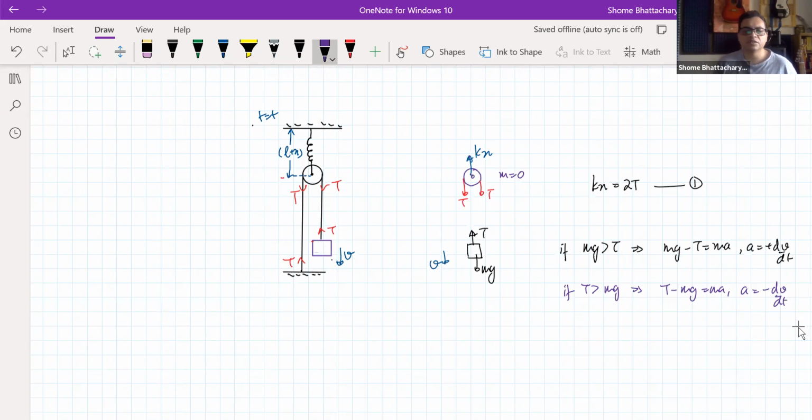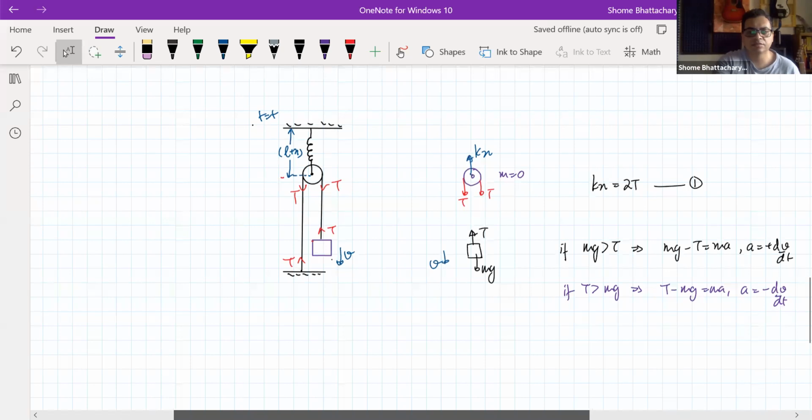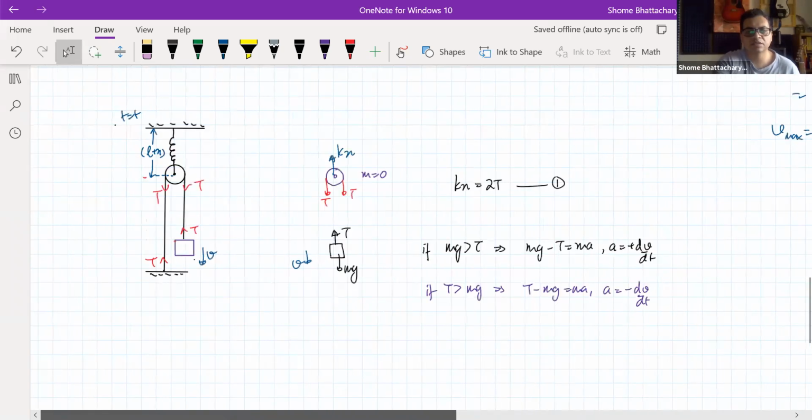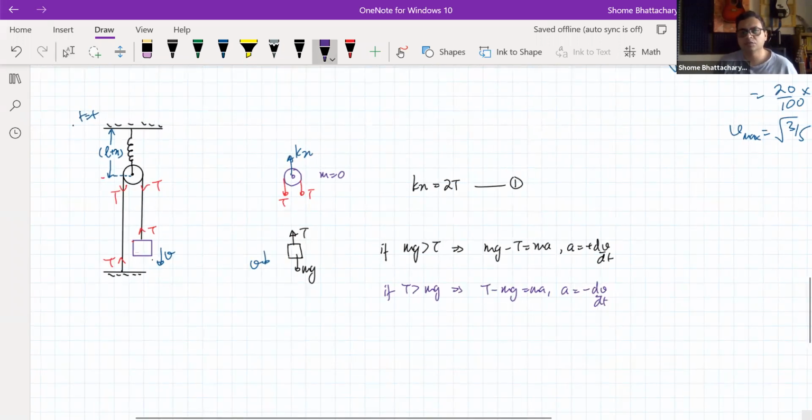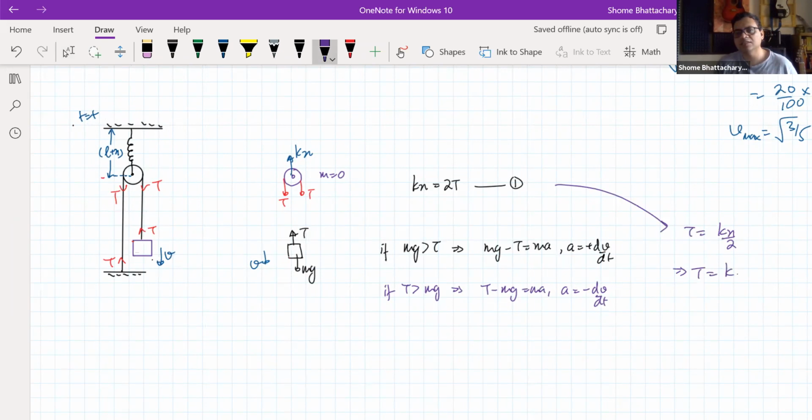So what this set of equations tells us is that the block initially accelerates, because now you can see that there's a relationship between tension and displacement. Okay. So from this you can see that tension is equal to kx by 2. So that also means that tension is equal to ks by 2. Sorry, by 4. Because remember, s was equal to 2x.